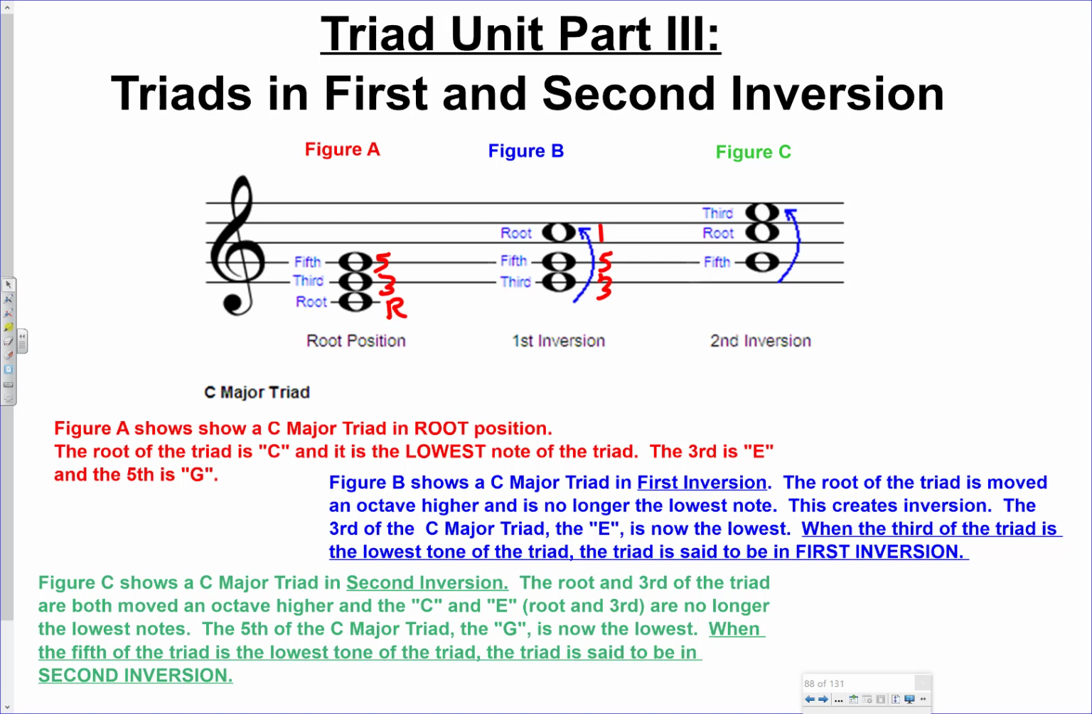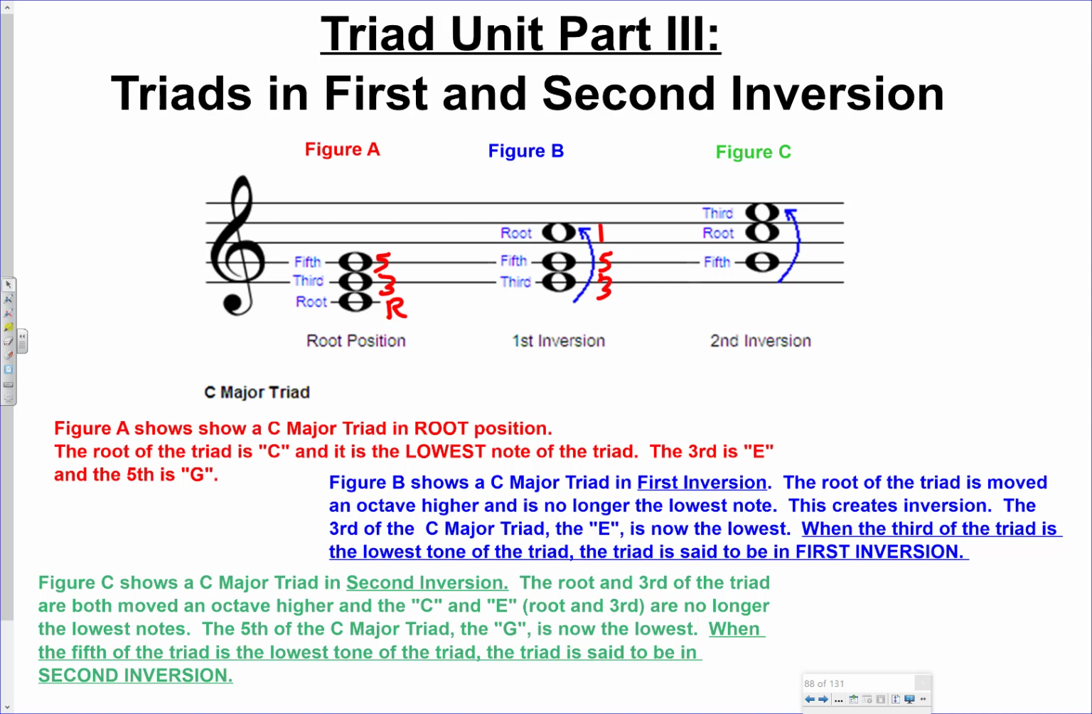Key point: when the third of the triad is the lowest tone, the triad is said to be in first inversion. Let's take a look at figure C. Figure C also shows a C major triad in second inversion.